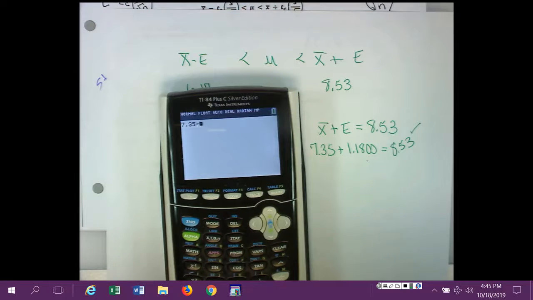7.35 minus 1.1800, and then 7.35 plus 1.1800.